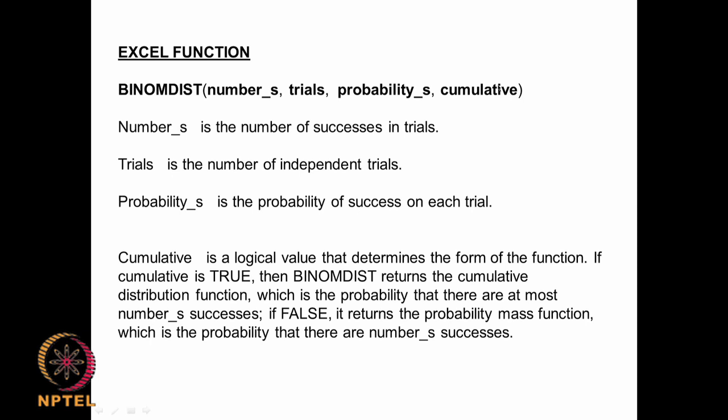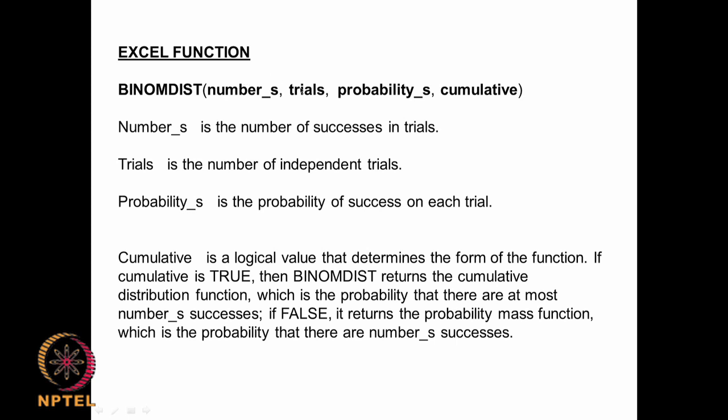For example, in the previous problem where we looked at 4 times I toss the coin, I want to know 2 successes with heads. So what will I do? I will put 2 here, I will put 4 here, I will put half here, and I can put false here, and that will give you the binomial distribution answer. I should get 6 by 16 as my answer.